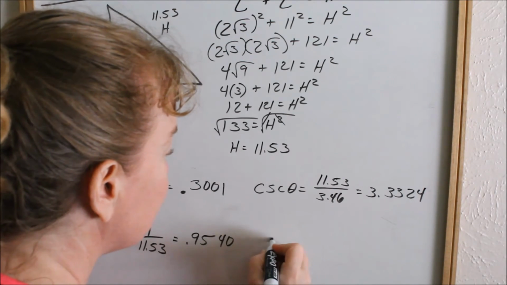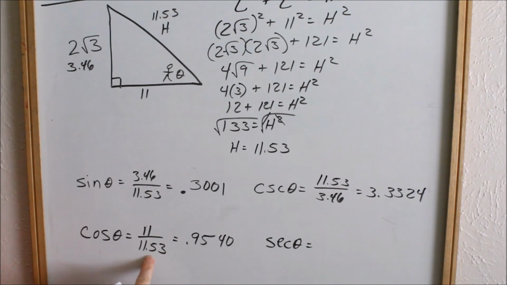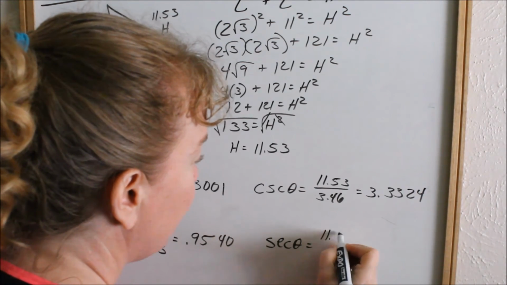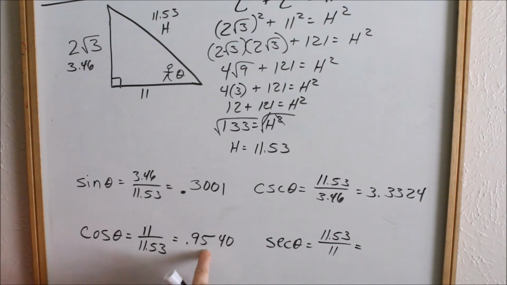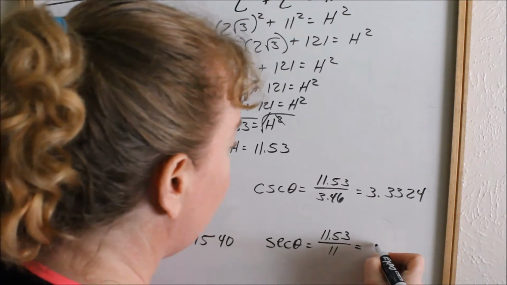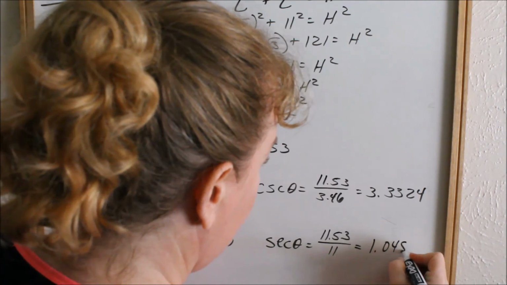I'm going to go ahead and do the reciprocal of cosine. Reciprocal of cosine is secant. So since that's the reciprocal, I can take the reciprocal of that fraction. 11.53 over 11, which means I'm taking the reciprocal of that number. I already have this in my calculator, so now I'm using my reciprocal button, and that comes out to 1.0482.